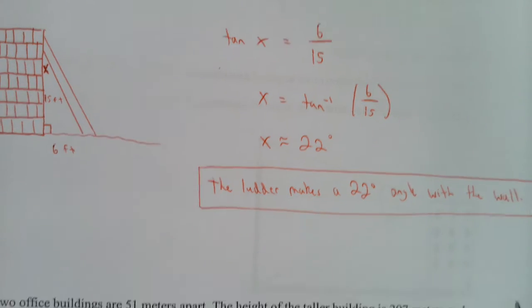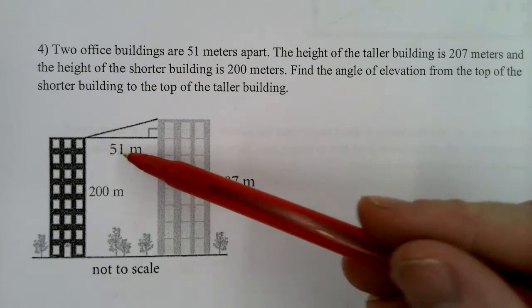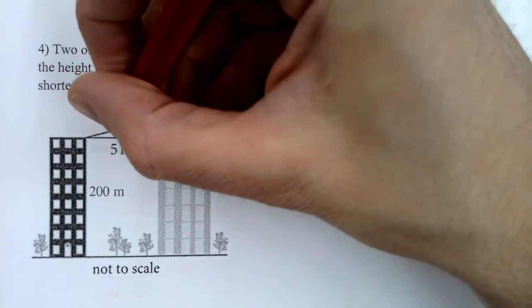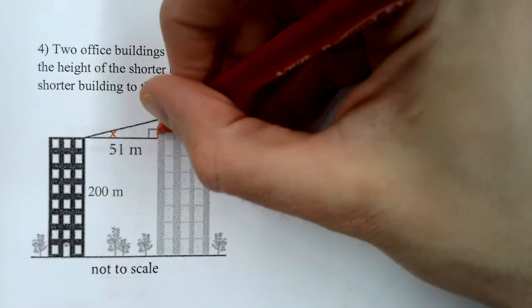Okay. Two office buildings are 51 meters apart. The height of the taller building is 207 meters, and the height of the shorter building is 200 meters. Find the angle of elevation from the top of the shorter building to the top of the taller building. Okay, so trying to find this angle. Put an X right there. So the question is, what is this length right there?